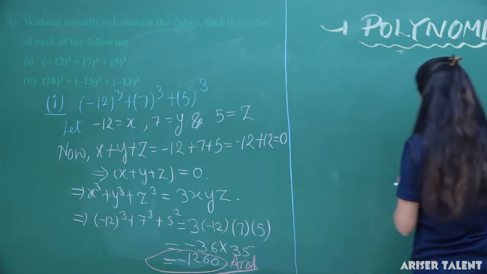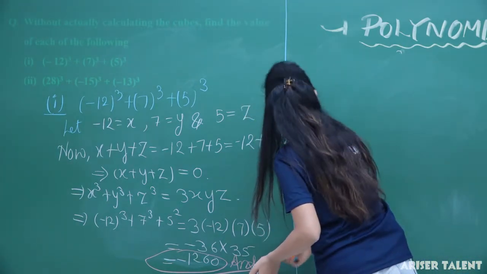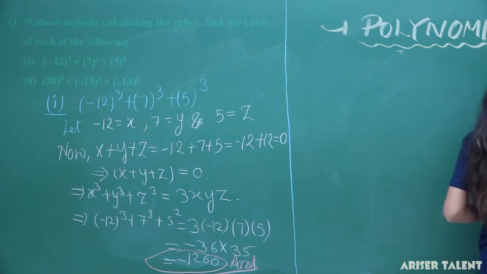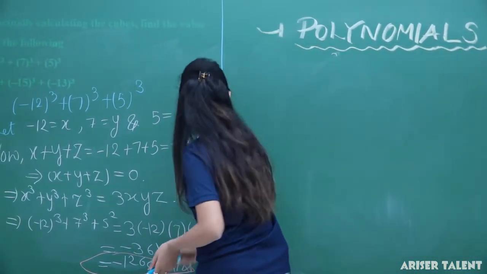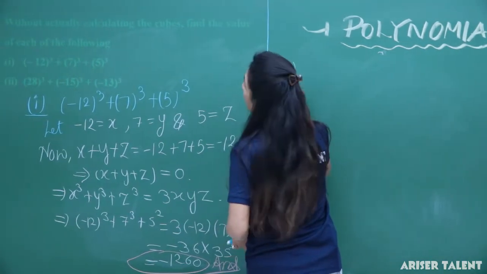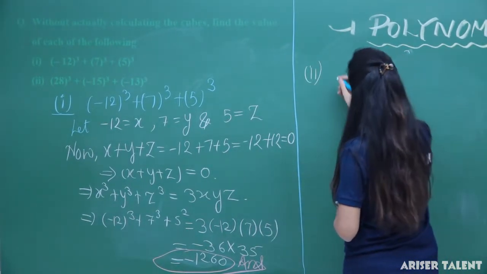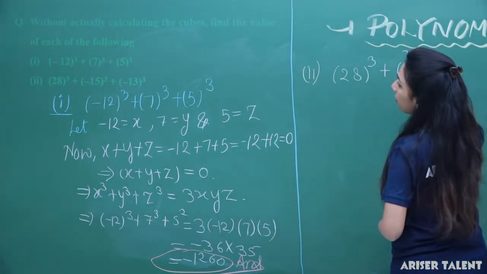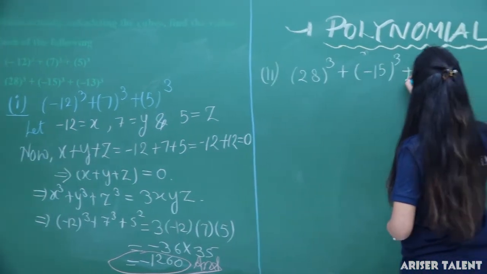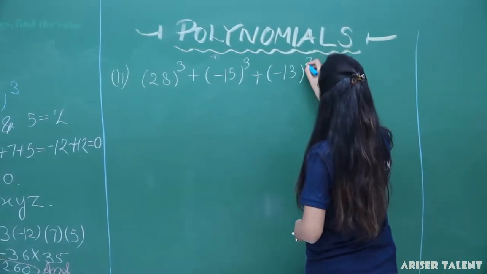Now, look at the second one here. Can we again apply the same logic here? So, for the second, I am talking. The second part here is what? 28 cube plus minus 15 cube plus minus 13 cube.